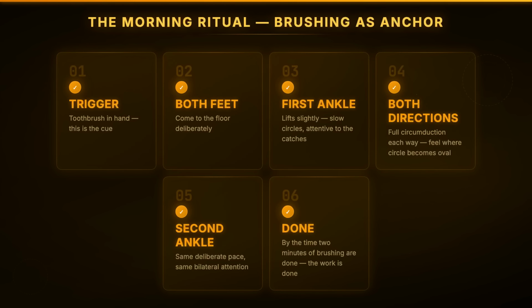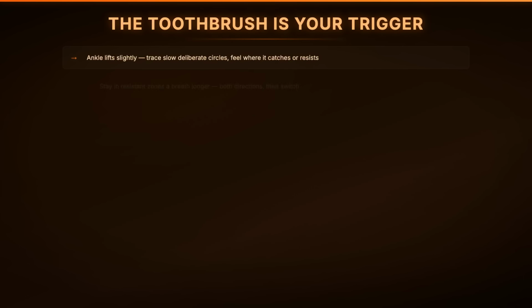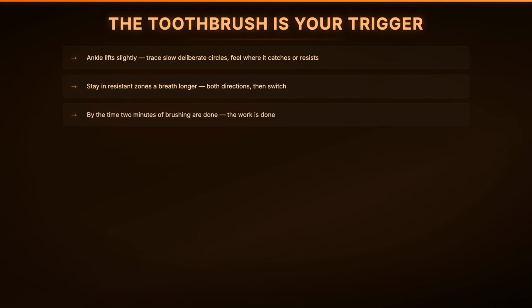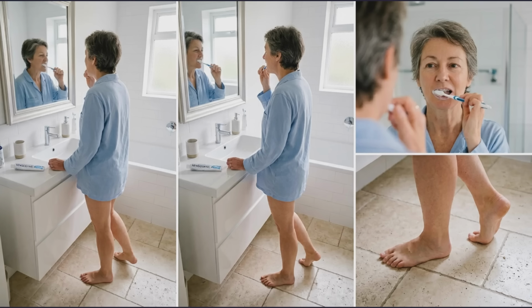So here is the ritual. When you brush your teeth in the morning, not before, not as a separate project, when the toothbrush is already in your hand, both feet come to the floor deliberately. The first ankle lifts slightly and begins its circle. Slow, attentive to the catches, both directions, both ankles. By the time the 2 minutes of brushing are done, the work is done. The toothbrush is your trigger. The morning is your anchor. The rotation follows the brush, every morning, without exception.